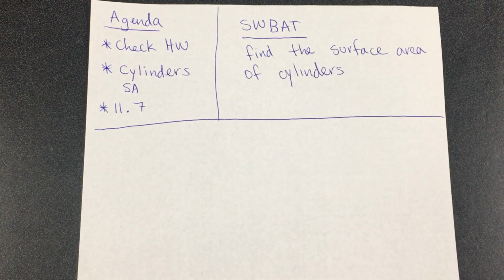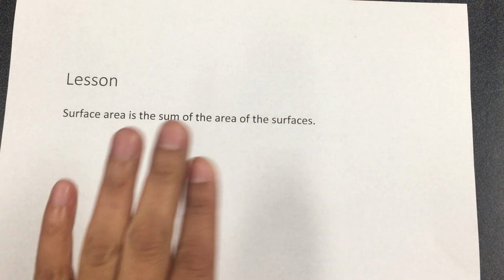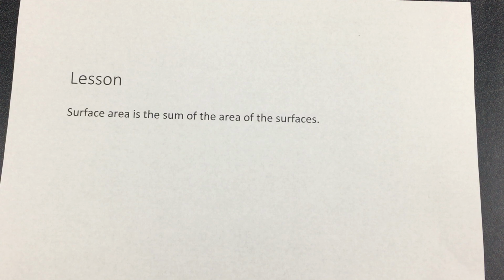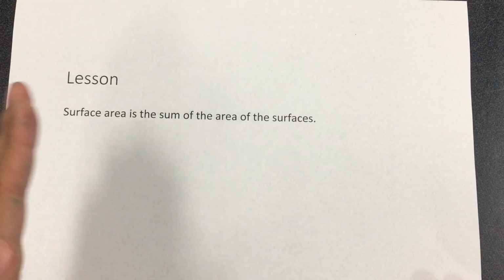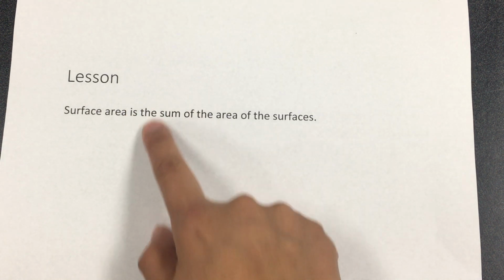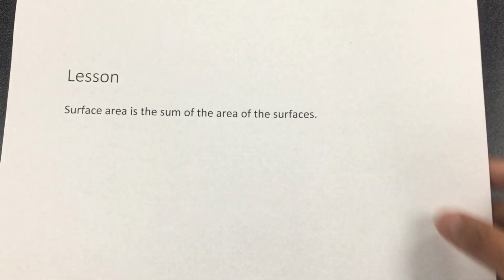And so what is surface area? Surface area is the sum of the area of the surfaces. I was sharing with one of the classes, it's like when you're going to paint the walls of a room or a house. So each wall is a surface. You find the area of each surface and then you add them together to know how much area you're going to paint. That gives you an idea of how much paint you need, because the gallons of paint tell you how many square feet they cover or something like that.